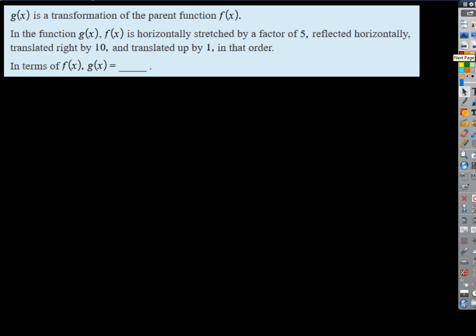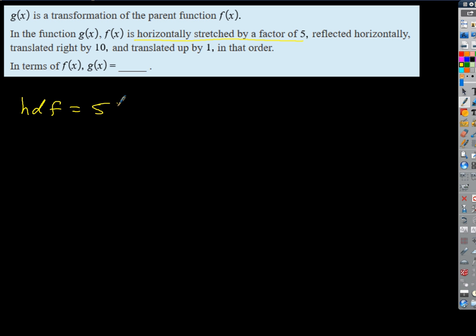Okay, same thing for this. What are we going to get with this guy? So same kind of thing. We're going to write g of x in terms of f of x. It's horizontally stretched by a factor of 5. Okay, we have to be careful with this one. Horizontally stretched by a factor of 5 means that the horizontal dilation factor, what we're multiplying by, is equal to 5, right? Everybody agree? Okay, we're stretching horizontally, we're multiplying horizontal distances by 5.